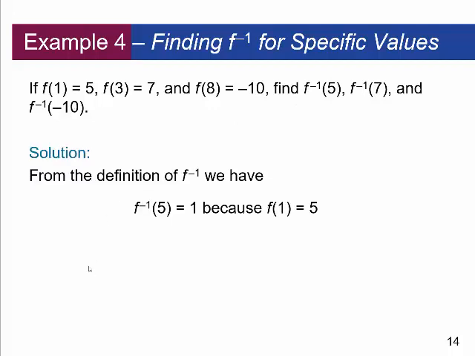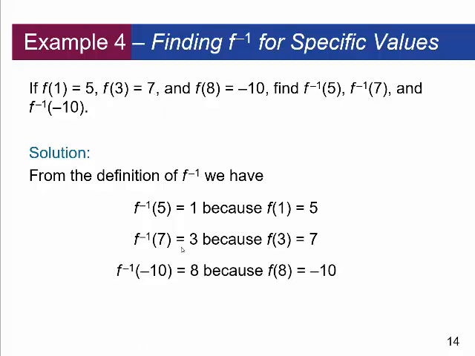All right, from the definition, we have the following. F inverse of 5, remember, it undoes it. So in the original function, 1 went to 5. So in the inverse function, 5 must go to 1. So f inverse of 5 is 1. Same thing here. In the original function, 3 went to 7, so in the inverse, 7 has to go to 3. F inverse of negative 10, well, in the original function, 8 went to negative 10, so in the inverse, negative 10 has to go to 8.